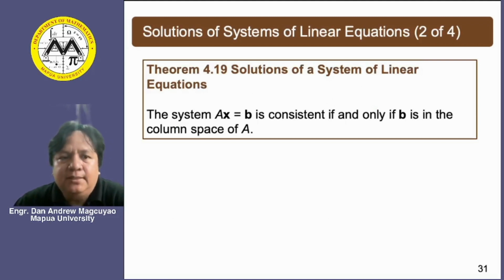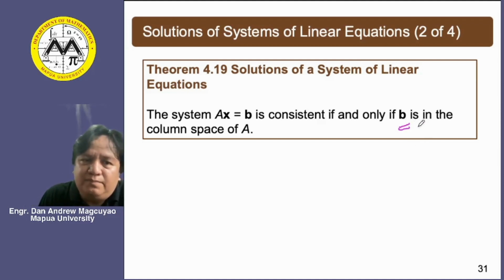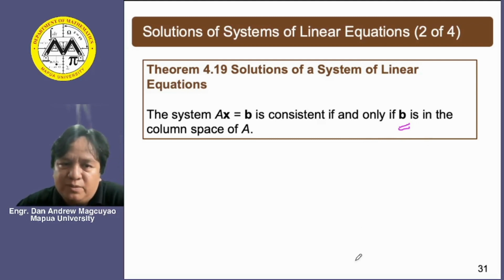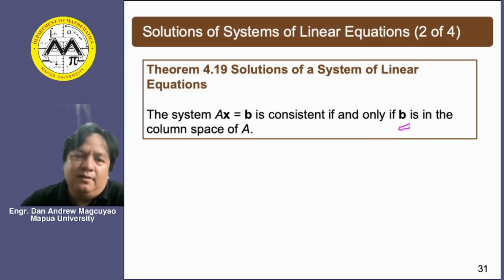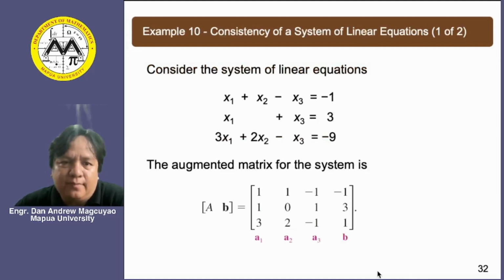Some properties. The system Ax equals b is consistent if and only if b is in the column space of A. So it is consistent only if b is in the column space of A. If b does not belong to the column space of A, then there is no solution to the system.